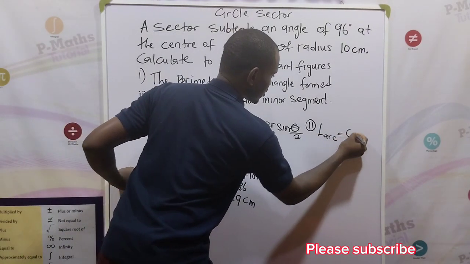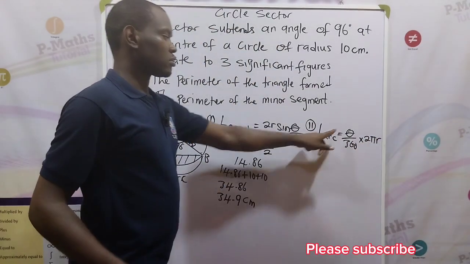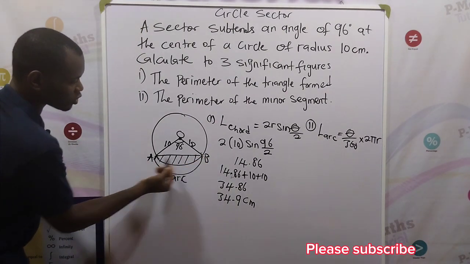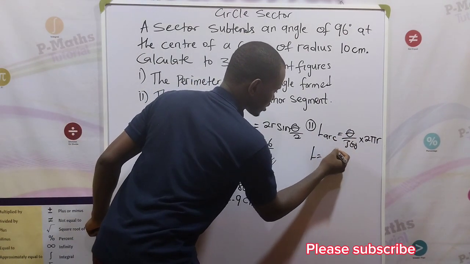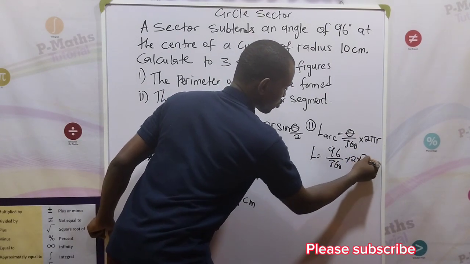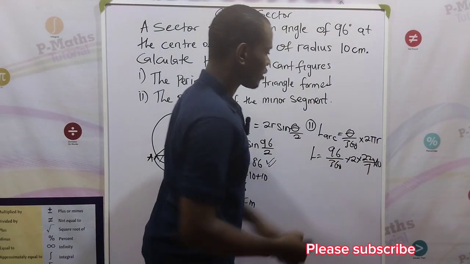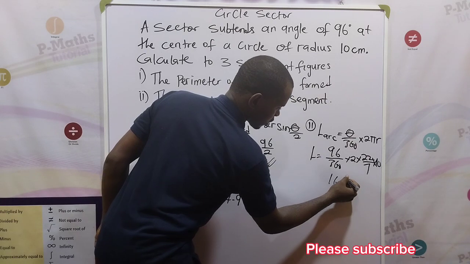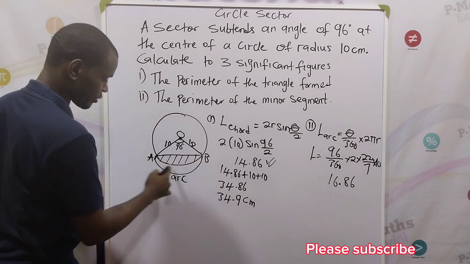And that formula says theta over 360 times 2 pi r. So when we find this length, we add it up to this chord, which we already got. So let's solve. We'll be having the length to be theta, which is 96 over 360 times 2, pi is 22 over 7, then multiply by 10, our radius. Then press your calculator very well. You should be obtaining 16.86. So this is the length of the arc from here to here.